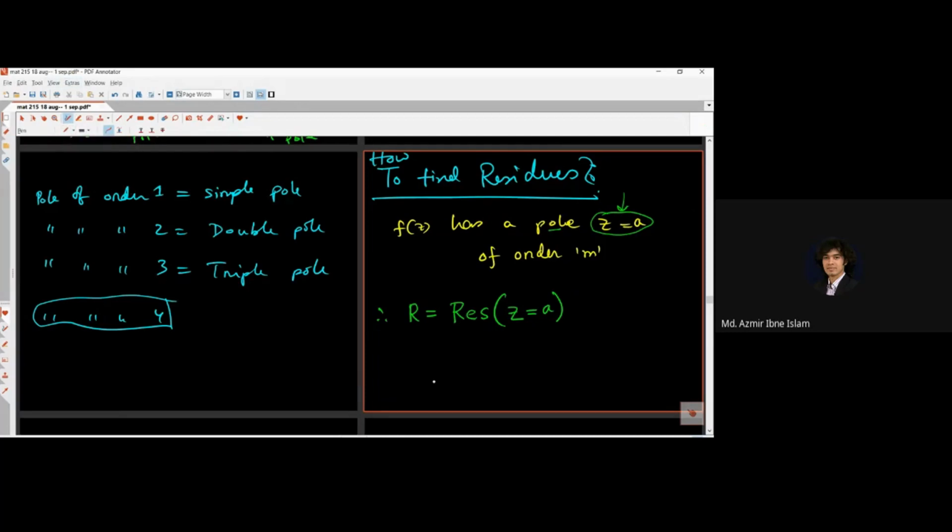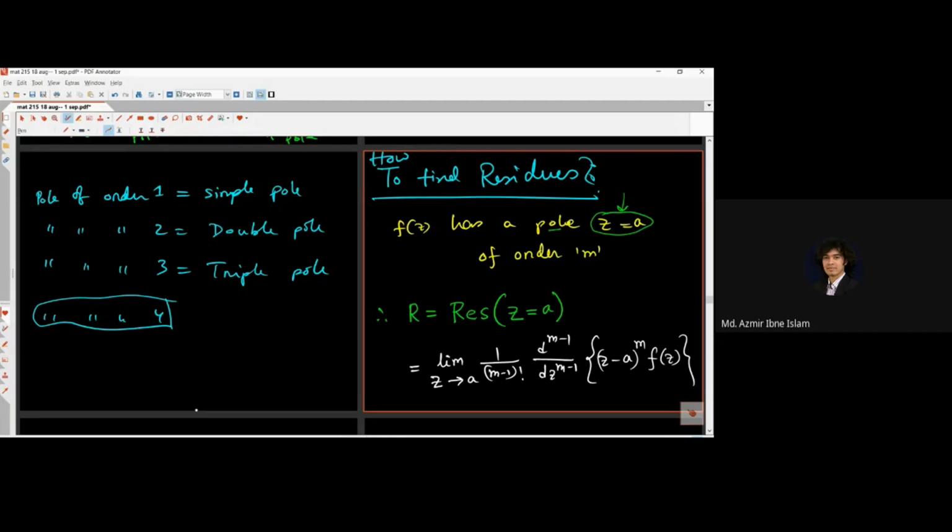So if we have this, the formula is, you will get the formula from your BUX videos also, but I am writing again. Limit z tends to a, then it will be 1 over (m minus 1) factorial, d power m minus 1 over dz power m minus 1. That means we have m minus 1 times derivative of (z minus a) power m times f of z. So this is the formula.